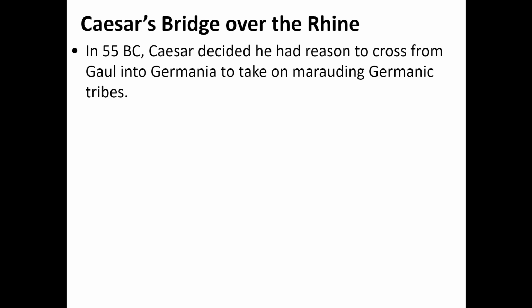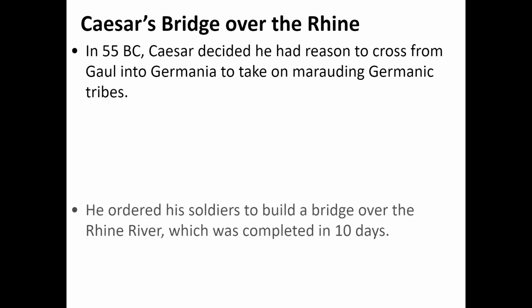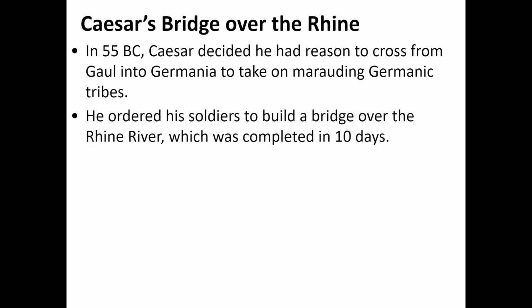So we're talking about 55 BC, and Caesar decided he had reason to cross from Gaul into what we would today call France, into Germania to take on marauding Germanic tribes. He ordered his soldiers to build a bridge over the Rhine River, which was completed in 10 days, which is amazing in and of itself.